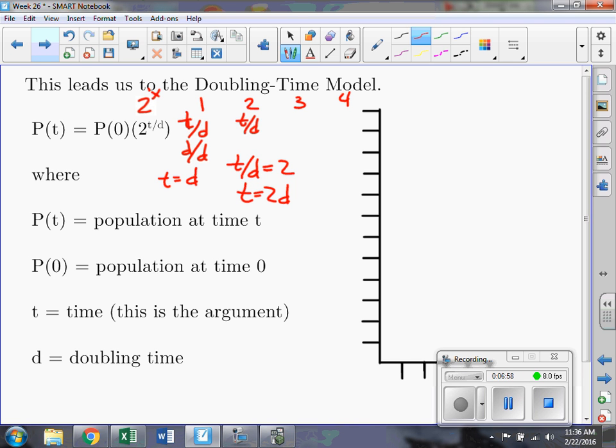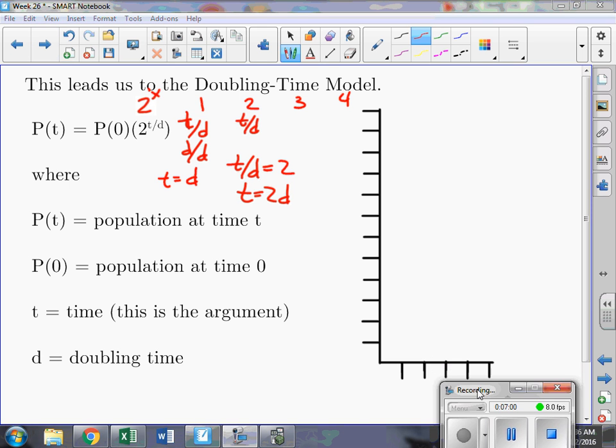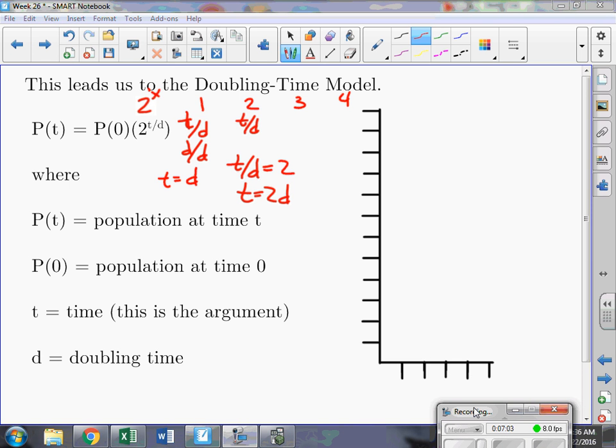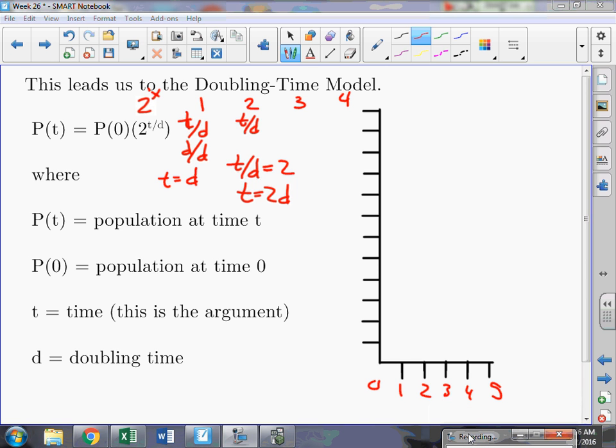The point I'm trying to make here, with the doubling time model, I'm not going to have the graph based on 1, 2, 3, 4. We're not going to have this counting 0, 1, 2, 3, 4, 5 on the bottom. Instead, our tick marks, instead of counting by ones, we want to count by the doubling time. 1d, 2d, 3d, 4d, and 5d.